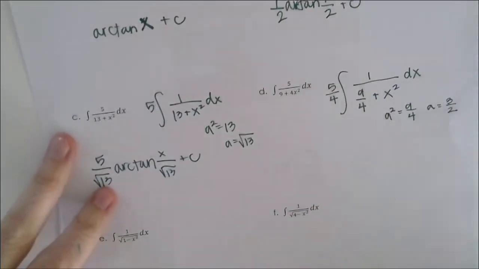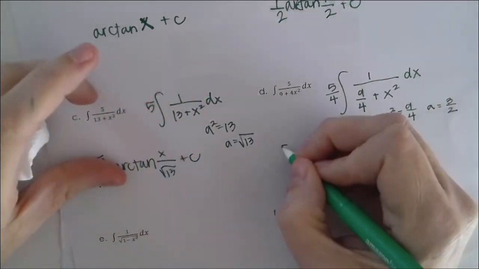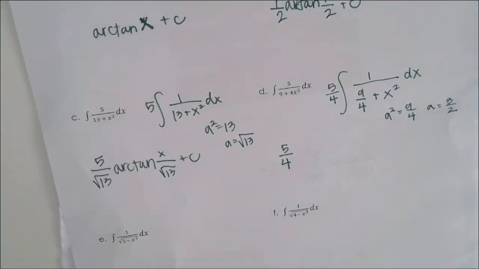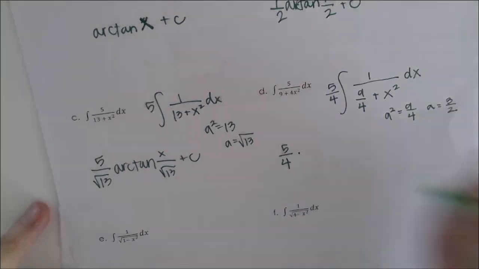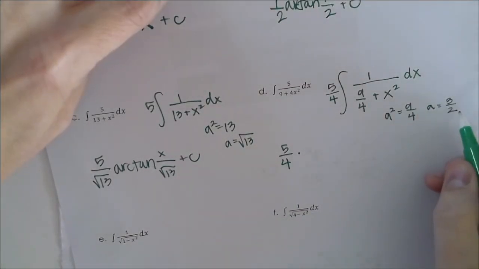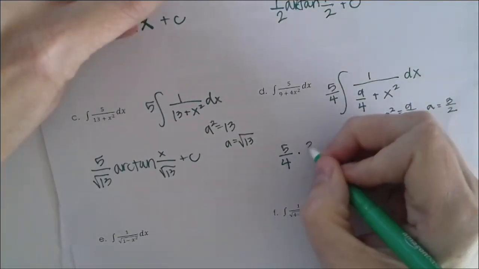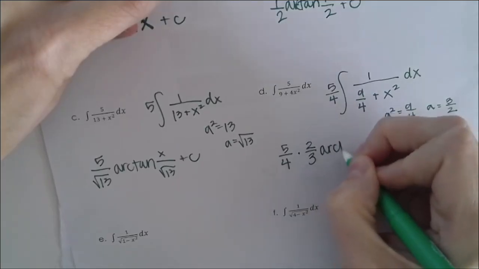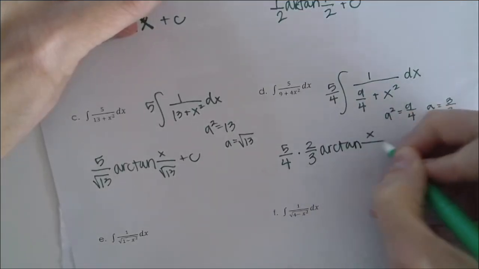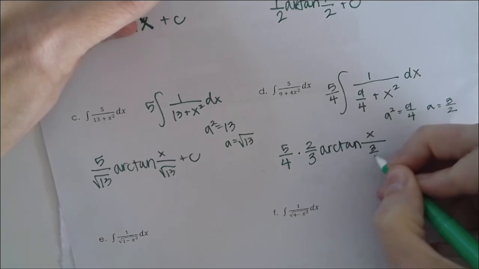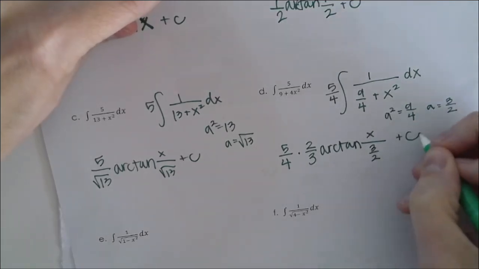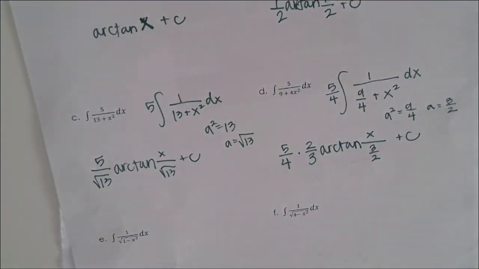And now we just substitute things in. So we have to remember that we need to multiply by 5/4. So I'm going to hold on to that for a second. We need to do 1 over a. So 1 over 3/2 is actually the reciprocal of this, so it's really 2/3. Arctangent of x over a, which would be x divided by 3/2. So we'll fix that in a minute since we have some simplifying to do as well. And then our plus c at the end.